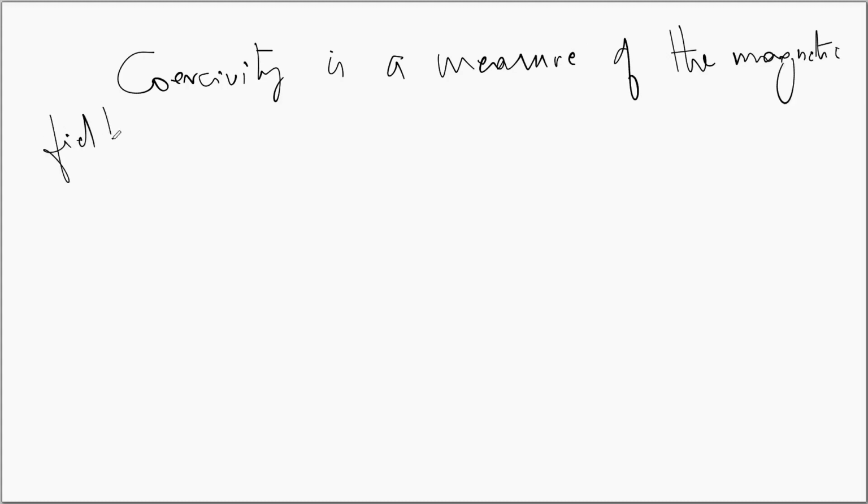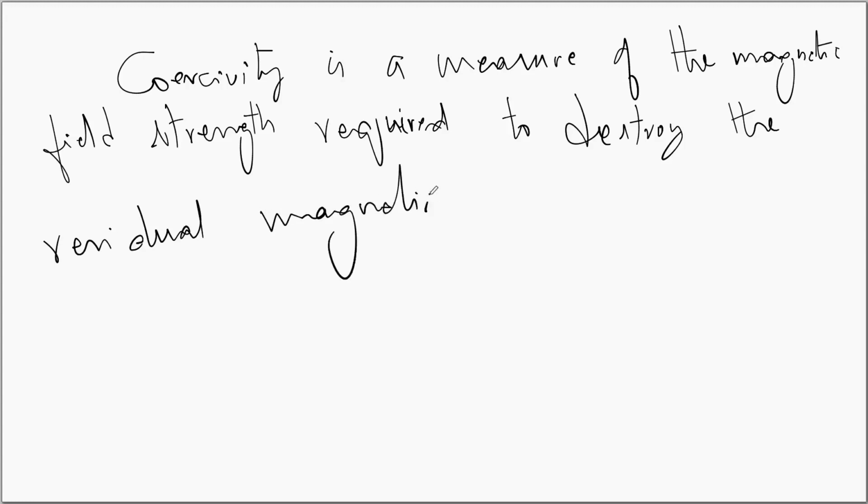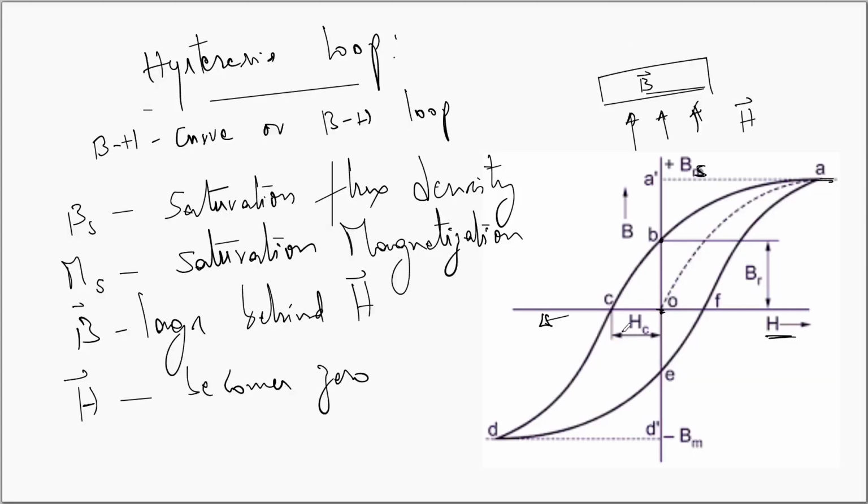Coercivity is a measure of the magnetic field strength required to destroy the residual magnetism in the material. It is a measure of the magnetic field strength that is required to destroy the residual magnetism in the material. If the field is further increased in the negative direction, the flux density takes the path CD, and here also it reaches a saturation value.